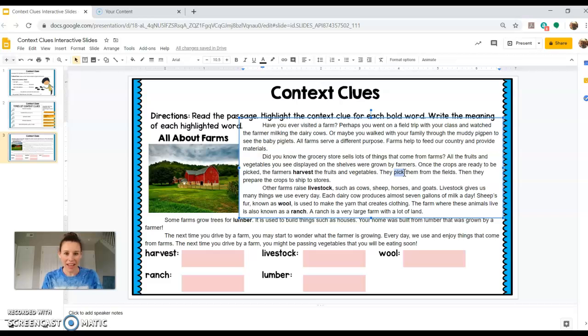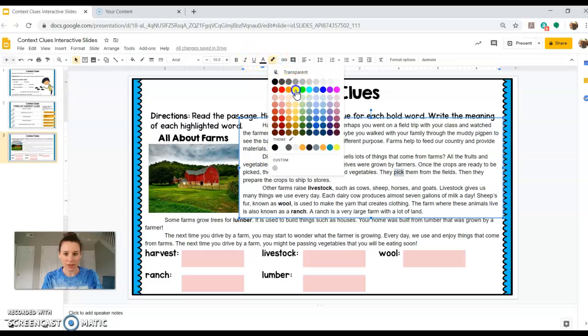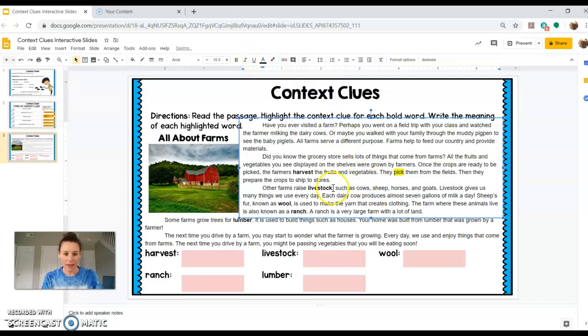Once I've highlighted that word, I can come down here and type in the correct meaning. So I can type in pick. All right, and we'll once again see who watched this video because I just gave you the answer for the first one. All right, you guys, good luck today.